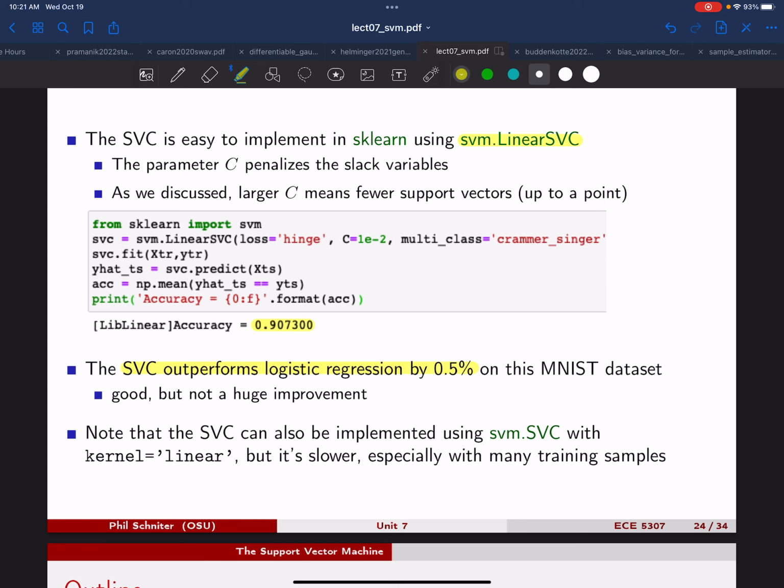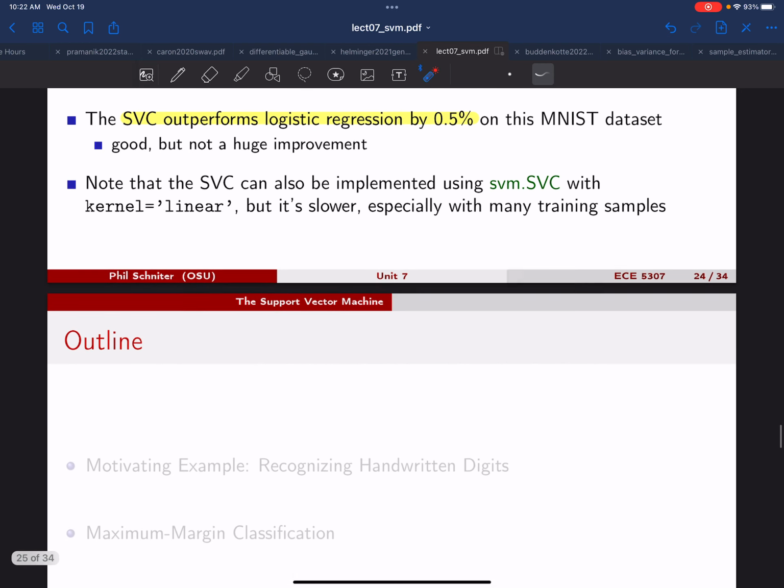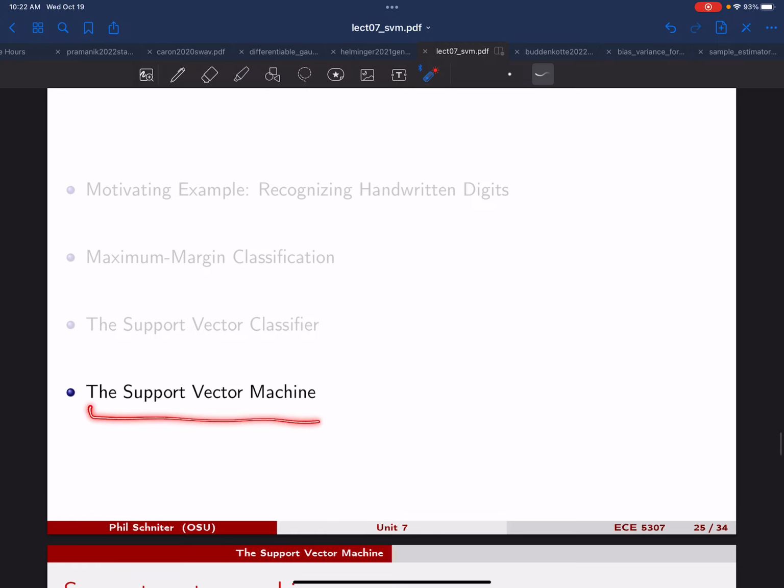So you might say, well, that's kind of disappointing. We spent a whole lot of time going through all this math and all this stuff, and at the end of the day, all we get is a 0.5% improvement, and we're not really still that much closer to 100%, which might be our goal. Okay, so it's true. It's a little bit disappointing, but the next thing we're going to talk about is how to bring in some additional ideas in with the SVC, and then we will get a huge performance boost. And that brings us to what we call the support vector machine.